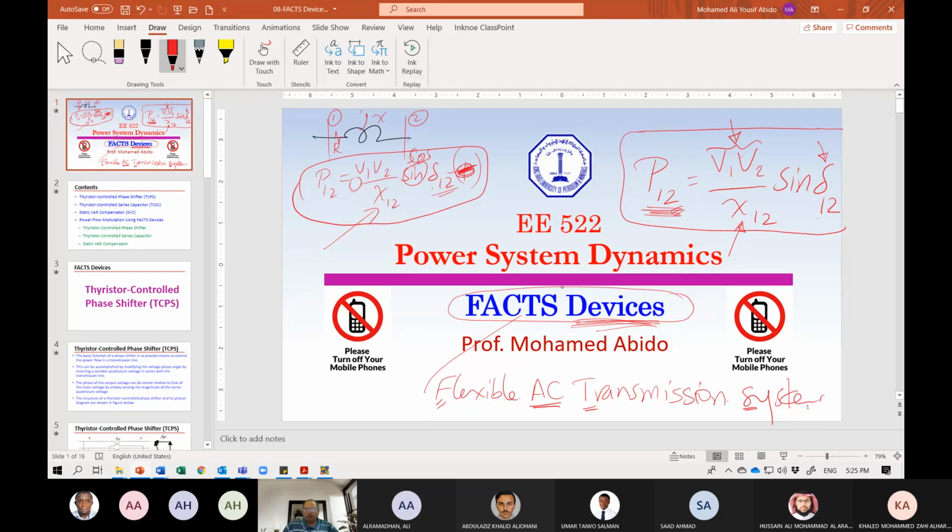We have some types of FACTS devices that affect the transfer reactance. Some FACTS devices can play with the voltage. Some other types can play with the angle between these two points. So with these flexible AC transmission system devices, we can make the power transfer flexible. This is what we will discuss today, inshallah.